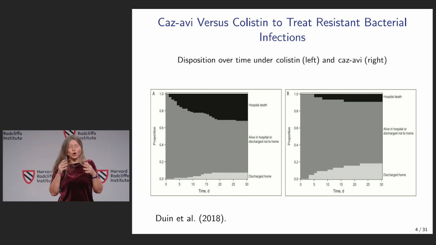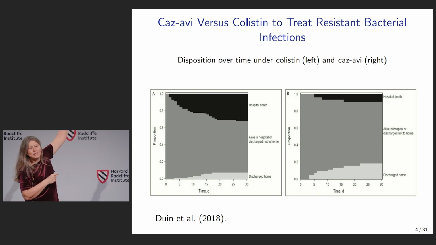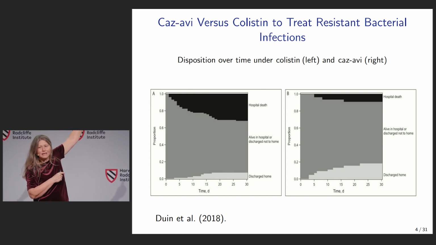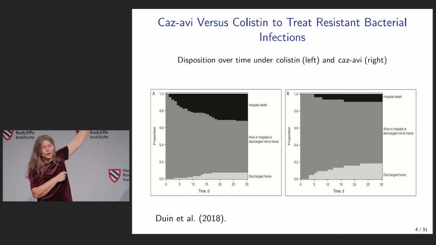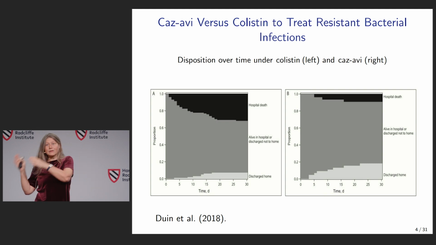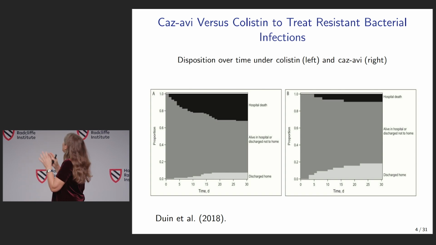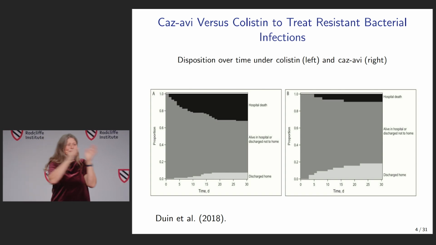What you see here is hospital death over time. So when you look at the right part of that figure there, that is hospital death, and it is the total probability of hospital death over the first 30 years in patients who have been treated with colistin. So on the left, you see what happens under colistin. On the right, you see what happens under Casavi. Sorry. On the right, you see what happens under Casavi. On the left, you see what happens under colistin.